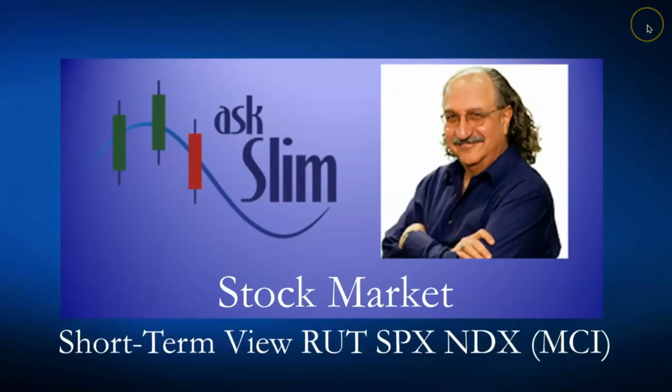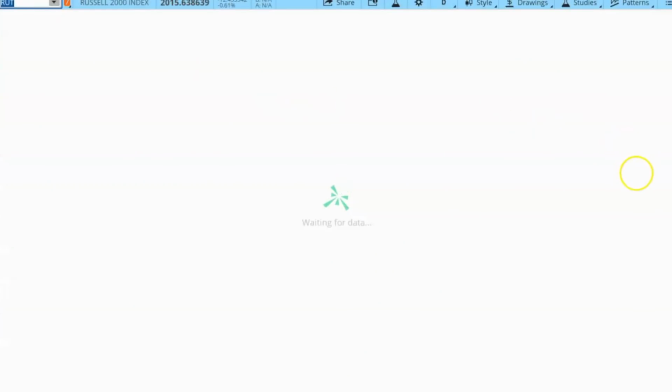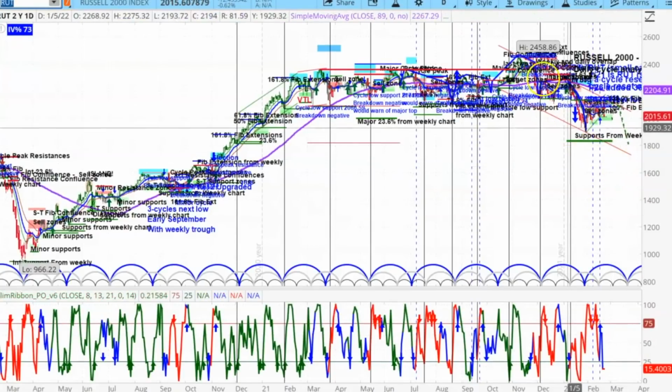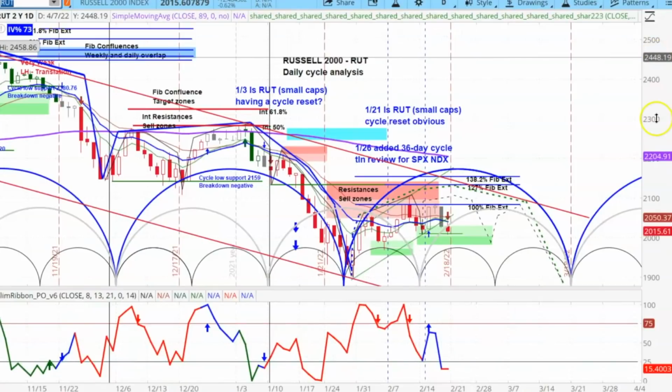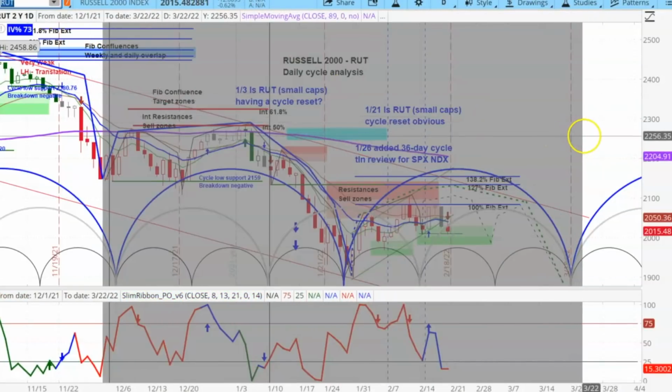All right, here is a look at the stock market, and I'm going to switch over now off of Bitcoin here and look at RUT. Now, I'm looking only at short term. We have discussed time and again that there was risk coming out into March and maybe the beginning of April. And now what I'm doing is showing you the minor cycle formations for the Russell 2000. So I'm just going to look at these last two cycles right in here.